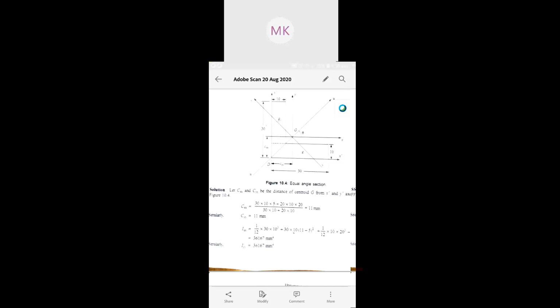For x2, we need to consider the above portion, but we need to consider it from the below part, from that x dash axis. Everything we are finding is according to that x dash and y dash axis. So from x dash, we need to find out that centroidal distance, at what distance that x2 is.